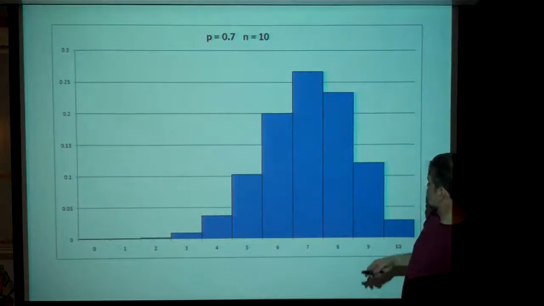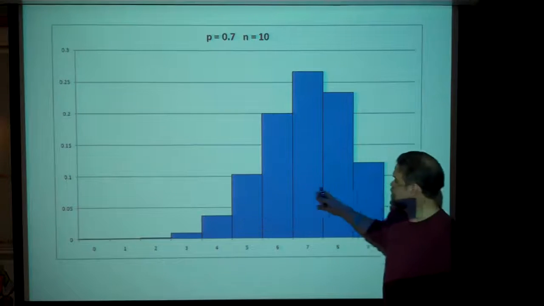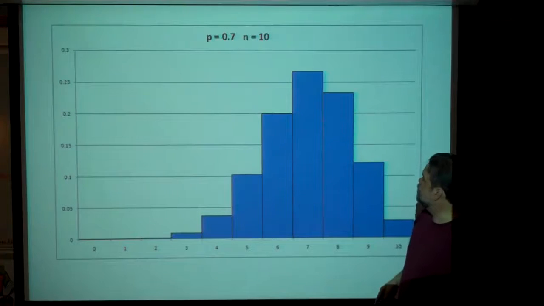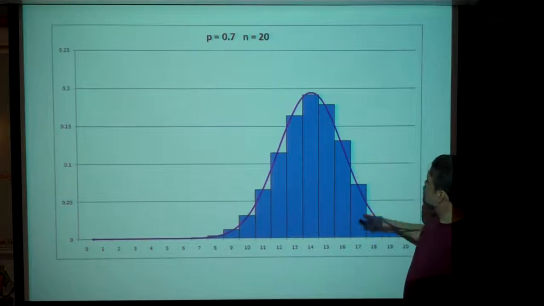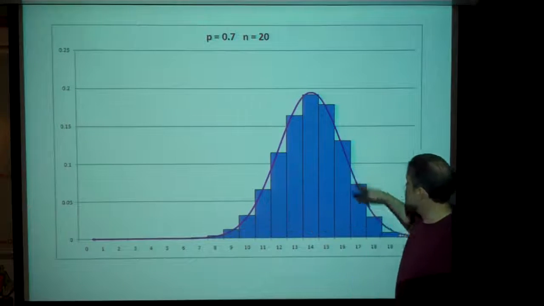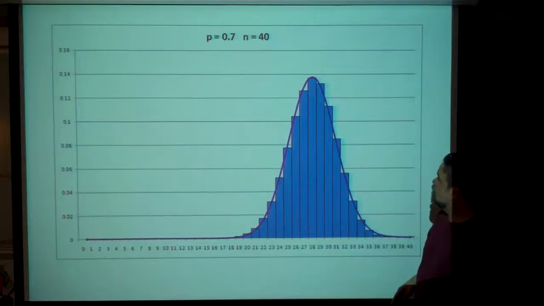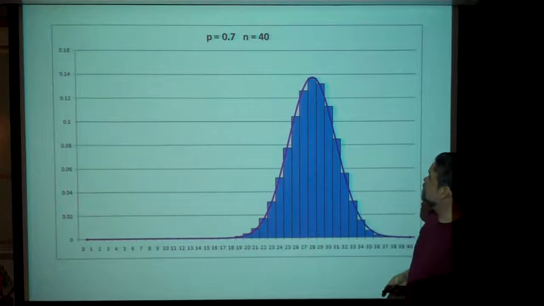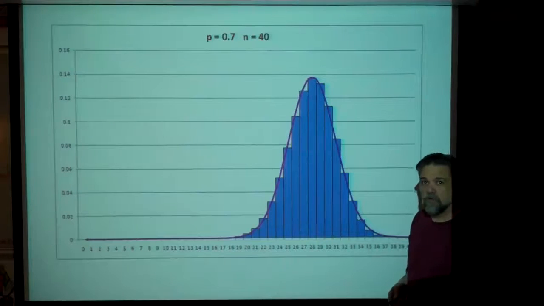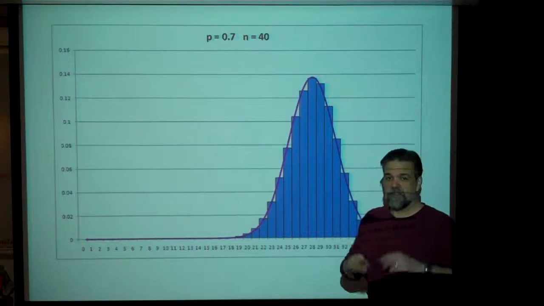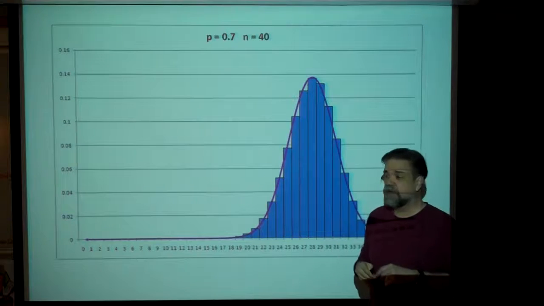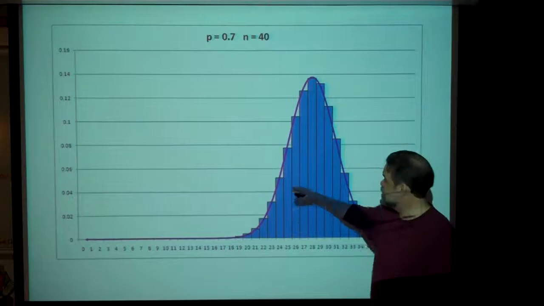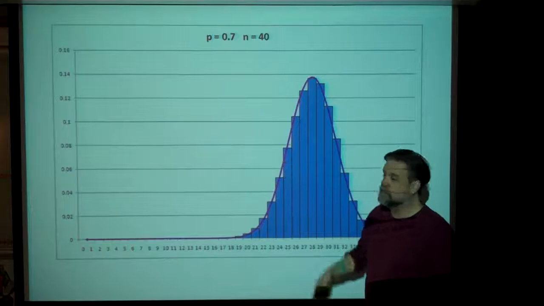Here's 10, and now you can see that even though it's skewed to the left, it's starting to become much more bell-shaped. And now at 20, you can see where the normal model starts to be a somewhat good predictor. Here we are at 40, and now the normal model is really not bad at all. Okay? So, when n is big, the histogram that you get from a binomial model and the normal curve are pretty much the exact same curve, the difference being that this is a discrete random variable and this is continuous.